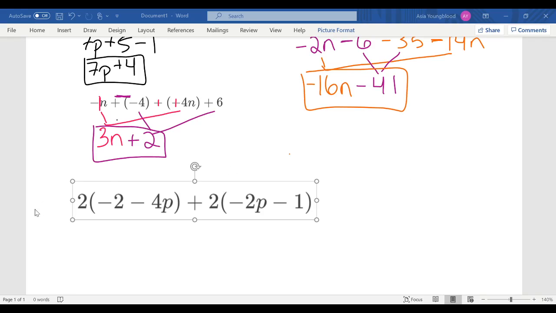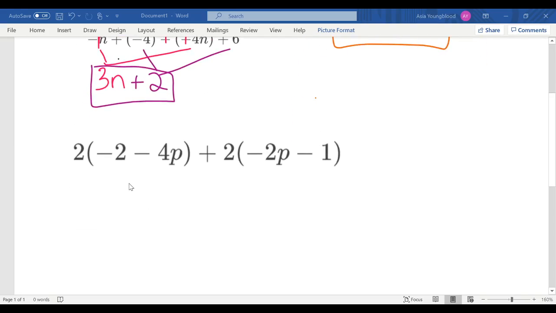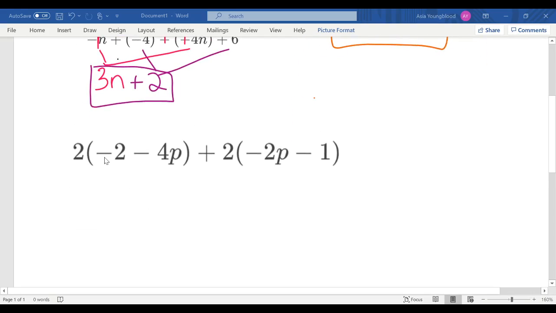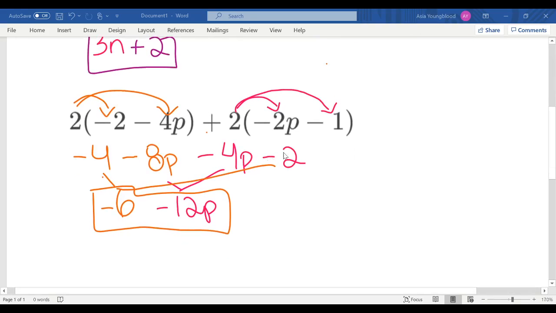So our next problem in the set is 2 times negative 2 minus 4p plus 2 times negative 2p minus 1. So again, start with distribution and combine like terms. Go ahead and pause it and try it yourself.